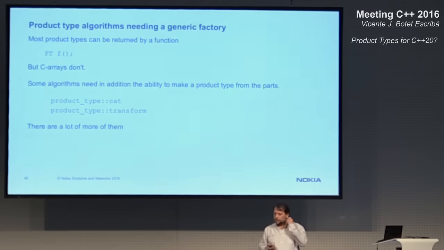Anyway, I believe any one of us prefers to use a std array than a C array, and we don't lose on performance. And here are some examples of algorithms that need to compose this, to create new product types. You have cat that will return a new product type, or transform, or a lot more of them.